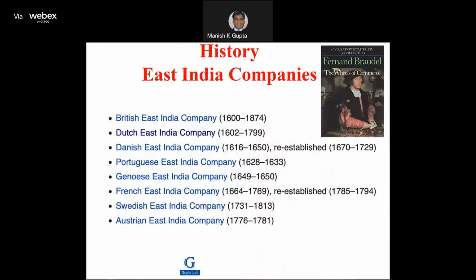All of them were coming to India. You see, there are so many East India companies. The British East India Company you are familiar with, right? Which was started in 1600. The Dutch East India Company in 1602, and Danish, Portuguese, French, Swedish, Austrian. All these East India companies were started in Europe, and their job was to come to India and do business, right? Because India has all different kinds of things, a lot of diversity in terms of spices and so on.